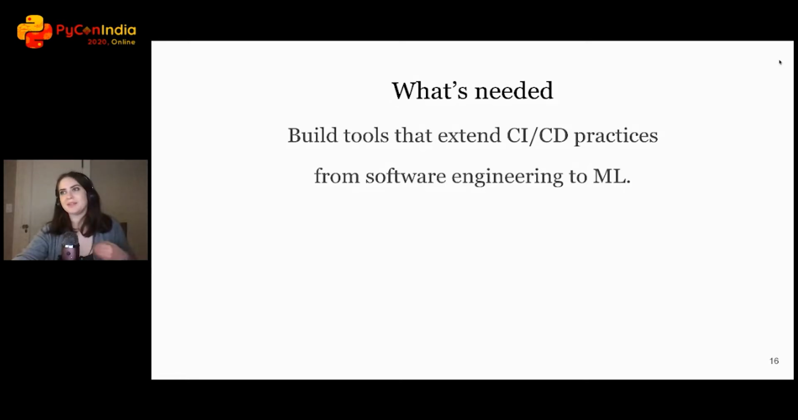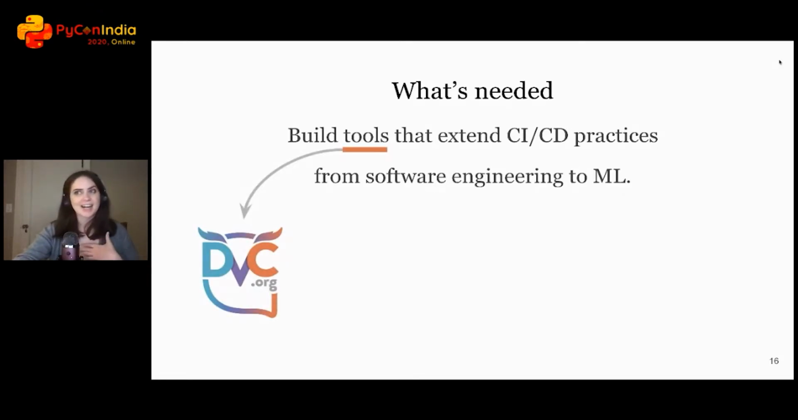So we think what's needed here, to improve the rigor and the sustainability in the long term of machine learning projects, is to build tools that extend CI/CD practices from software engineering to ML. And at DVC, or Iterative, that's what we do. You might know our flagship project is called Data Version Control. It's an open source project.